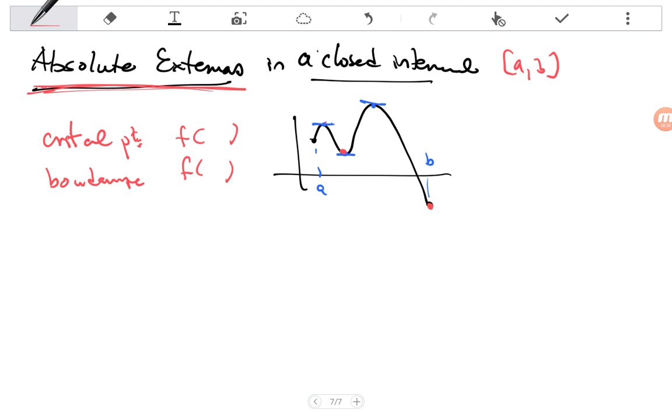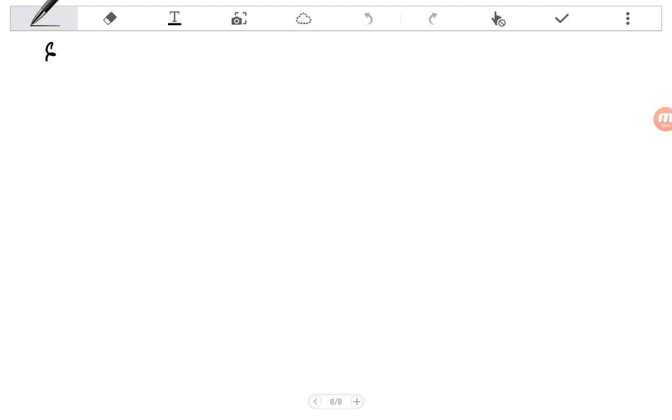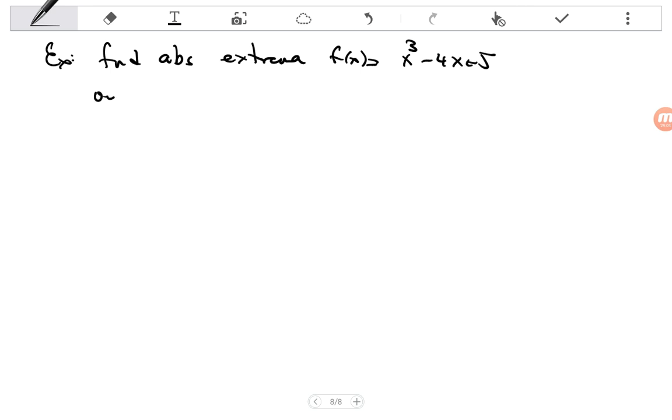Okay, let's check that in an example. For example, find the absolute extrema for f of x equals x cubed minus 4x plus 5 over the closed interval (1, 4).